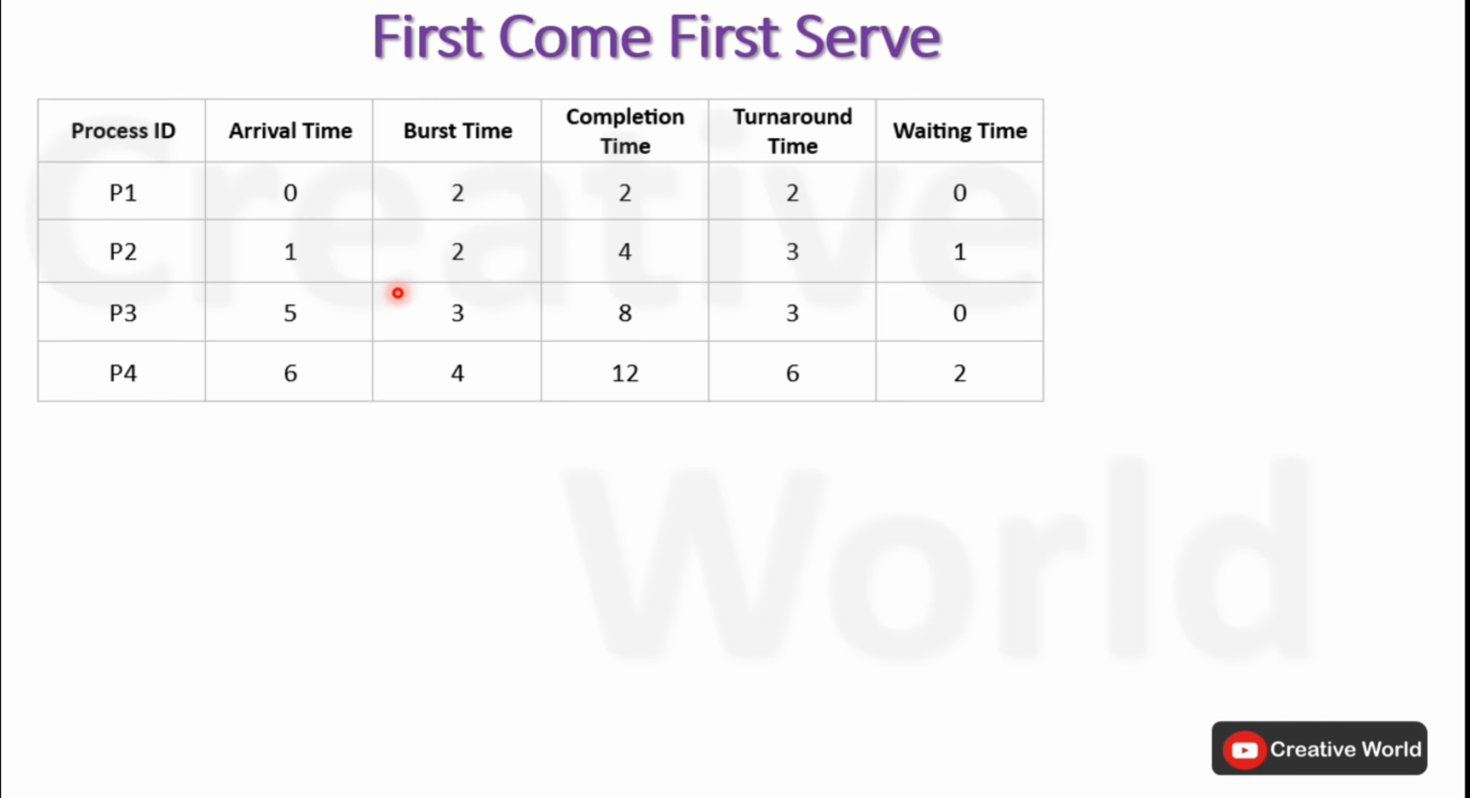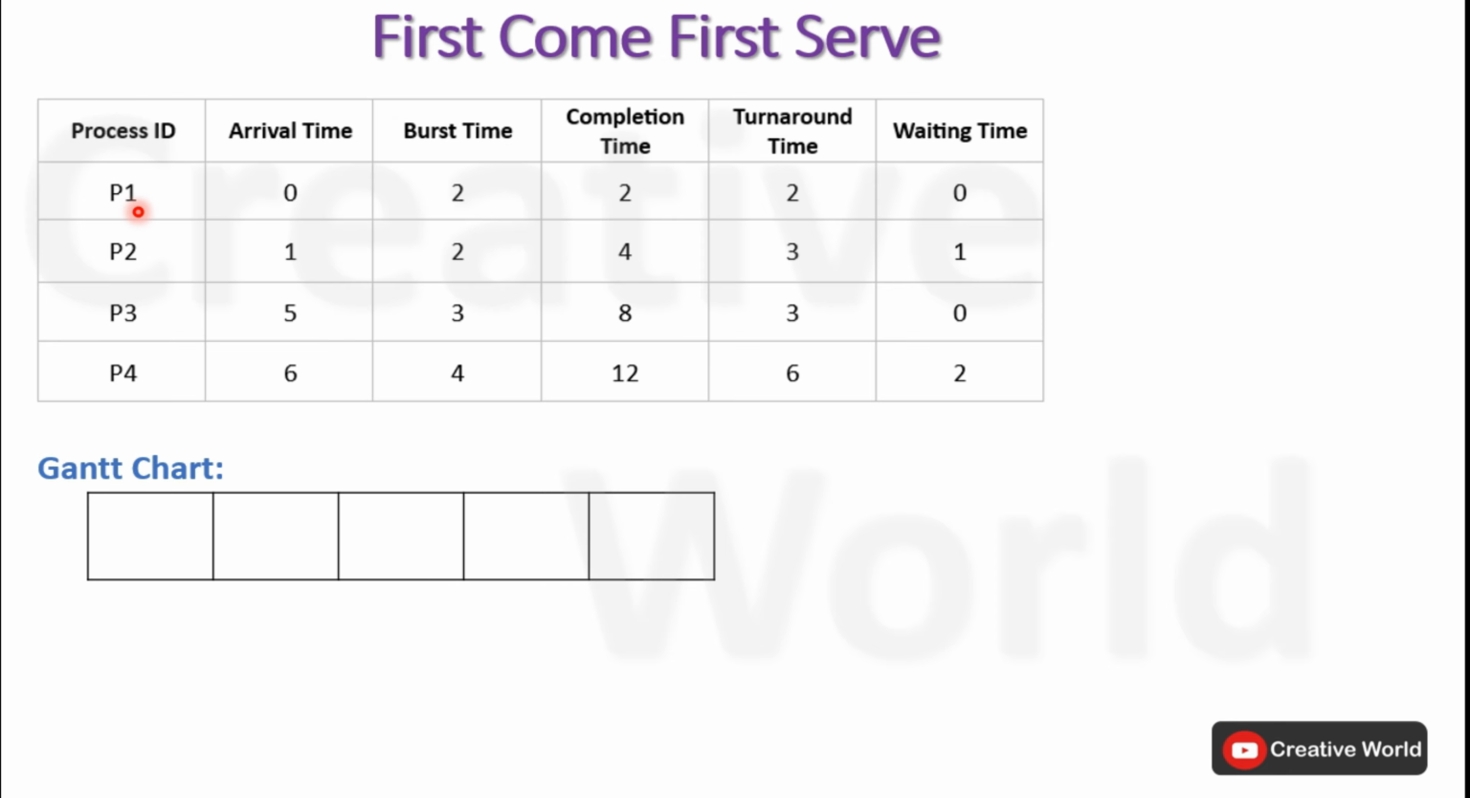We have 3 parameters: process ID, arrival time of each process and burst time of that particular process. Now we will solve this problem using a Gantt chart. First of all, we will see in the queue that process P1 arrived at arrival time 0. It means it came first as compared to other processes. So it will be served first, as the name suggests, first come first serve. So first of all, process P1 will be executed.